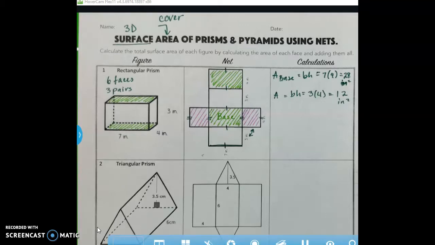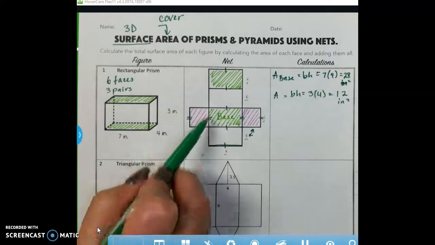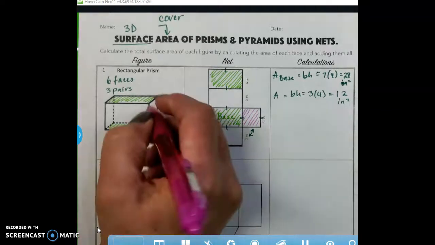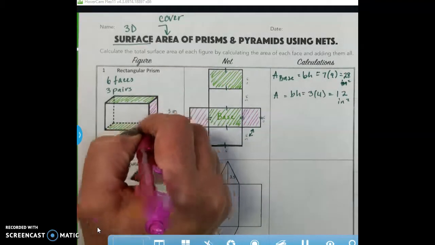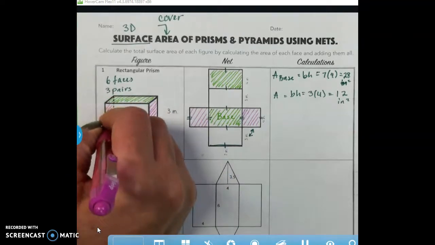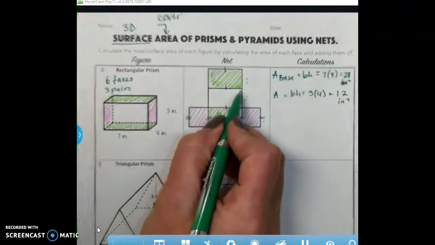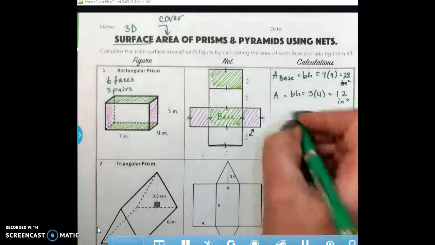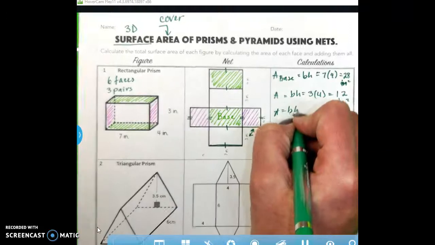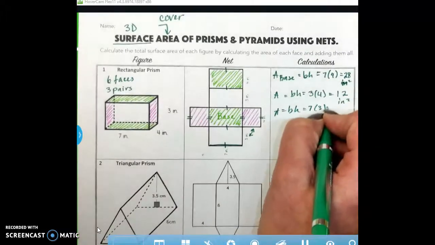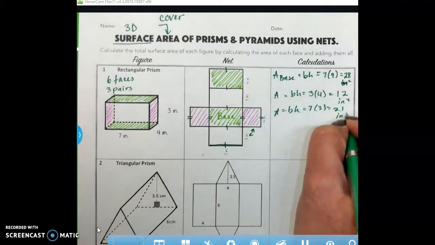And the last set, I'm just going to leave it blank. We don't need to color code everything. But before we move on, I do want to make this pink. And so the last little step, we are left with 3 by 7. Base and height. That's going to give me 21 square inches.